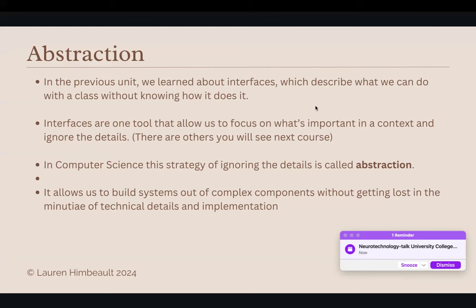So this idea of ignoring details, but focusing on what an object could do, what a data structure can do, is called abstraction. So we're abstracting away all of the details and we're clumping it all together in this abstract type. This allows us to build our systems out of complex components without getting lost in all the minutia of technical details and implementation and debugging and all of those messy things that come with coding.